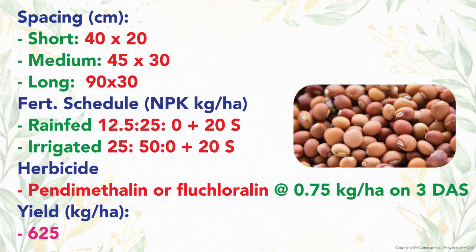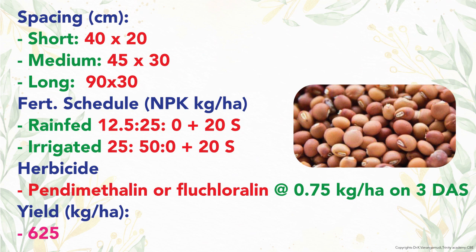The spacing adopted is 40 by 20, 45 by 30 and 90 by 60 respectively for long, medium and short duration varieties. Fertilizer recommended for red gram is 12.5 and 25 kg NP along with 20 kg sulfur and 25, 50 N, P and 20 sulfur respectively for rain-fed and irrigated conditions.